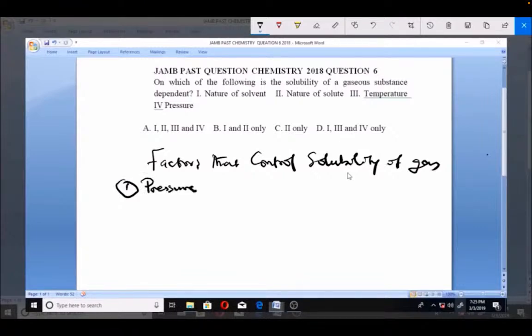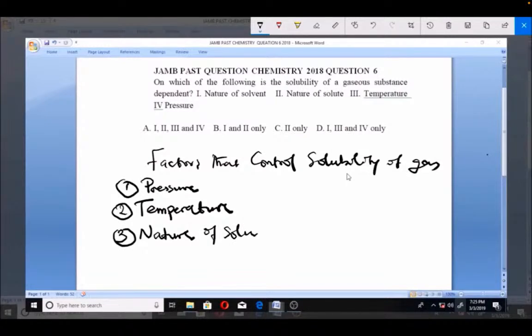Pressure is a very, very important determinant of the solubility of a gas. Then number two, you have temperature. Temperature determines both the solubility of gas and that of solids, very importantly. Now, very, very importantly, you need to know that the nature of the solvent matters, like some gases are soluble in water, whereas some are not. So, nature of the solvent is also very, very important.